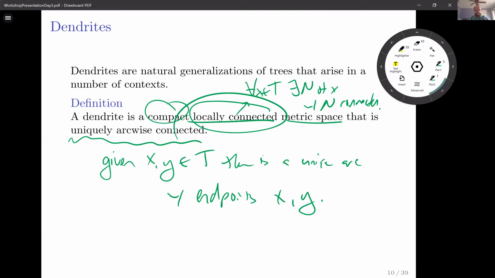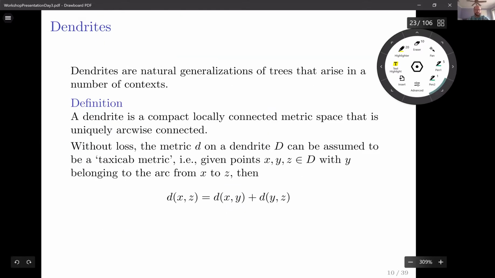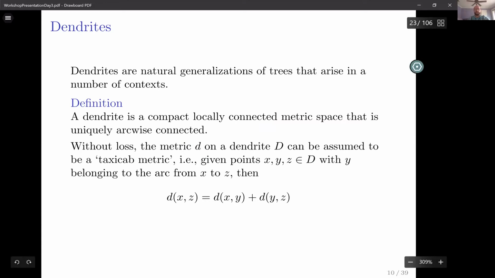So the next few slides, I have a couple of examples of dendrites. Oh, the metric, right. Before we get too far, one of the great things about dendrites is that they can be equipped with what's called a taxicab metric. So there's a natural topology that arises on these dendrites, but we can always show that it's equivalent to what's called a taxicab metric. A taxicab metric is just a metric that measures things by the length of the path between them. Right? Instead of the triangle inequality, we have the triangle equality.